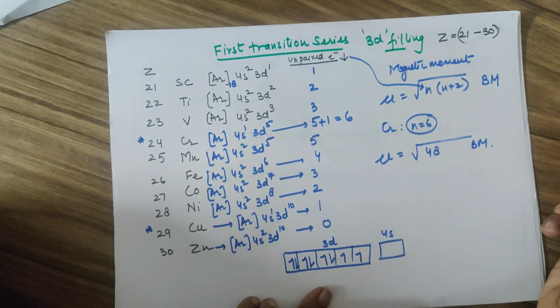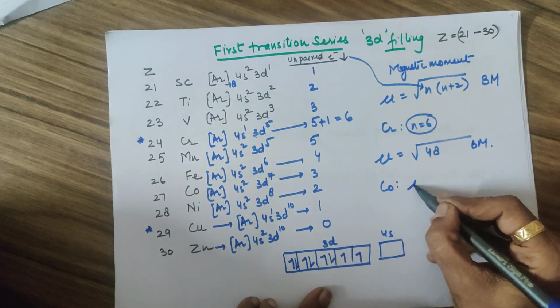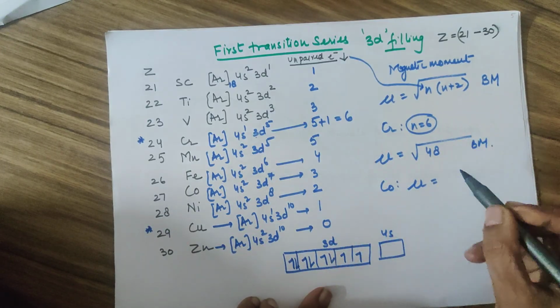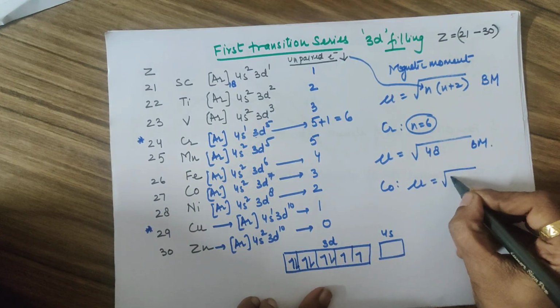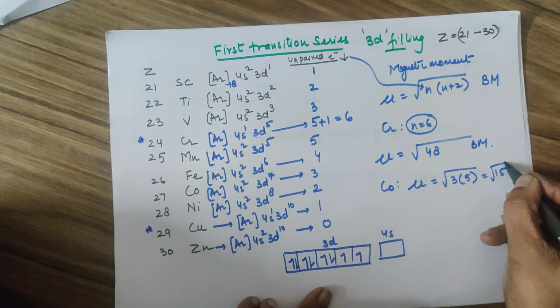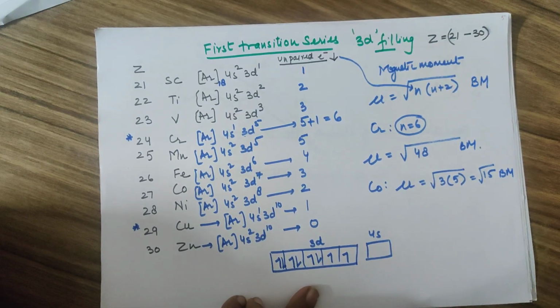I'll do one more for you. Let us do it for cobalt. In case of cobalt, if you are asked the magnetic moment, how many unpaired electrons does cobalt have? 3. So it would be under root of 3 into 5, which will be written as under root of 15 Bohr magneton. Am I clear? This is how you write the magnetic moment.